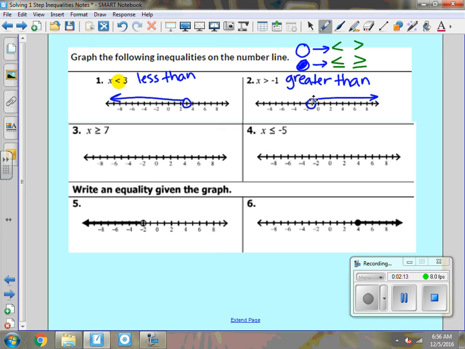Now in number 3, I have a greater than or equal to. And because I've got that or equal to, that extra line, I have to spend more time making my circle. So now when I find 7 on my graph, I'm going to color it in. And then again, greater than is going to go to the right. And then here, number 4, I have x is less than or equal to negative 5. So I'm going to find negative 5 on my number line, color it in. And then I need to go smaller, because this is less than or equal to.